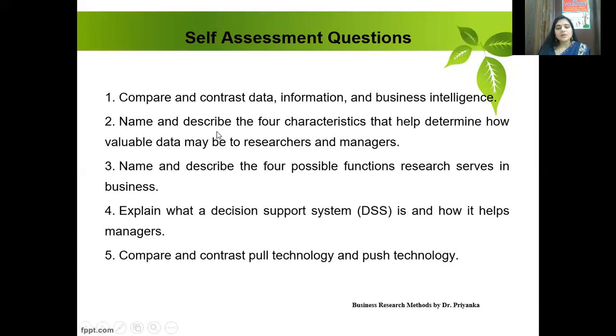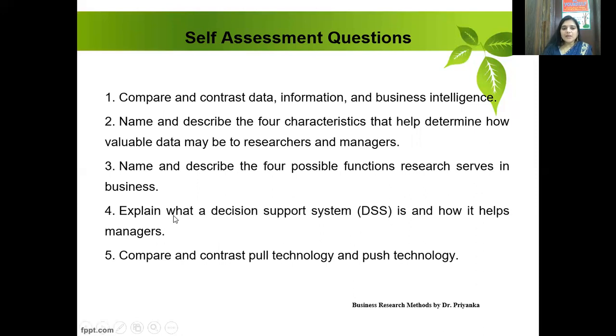Second question is, name and describe the 4 characteristics that help determine how valuable data may be to researchers and managers. How would you know whether data is useful for you or not? Through 4 parameters. Number 1, relevance, whether data is relevant or not, whether quality of data is being maintained or not, whether it was available on time, or completeness of the data.